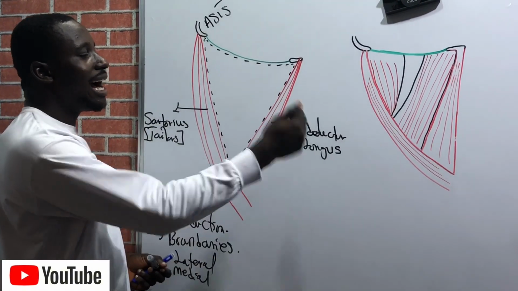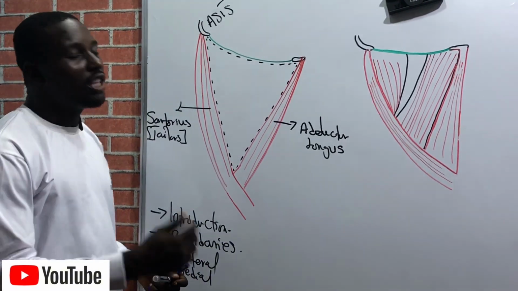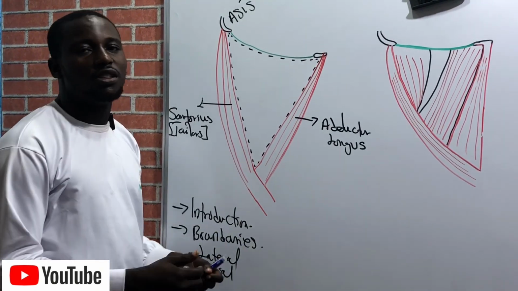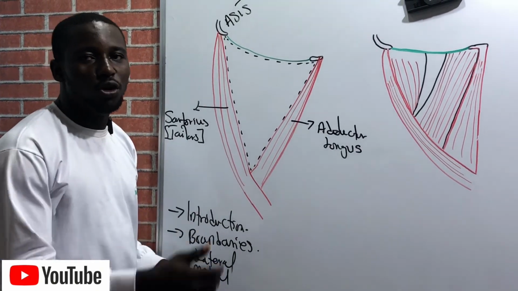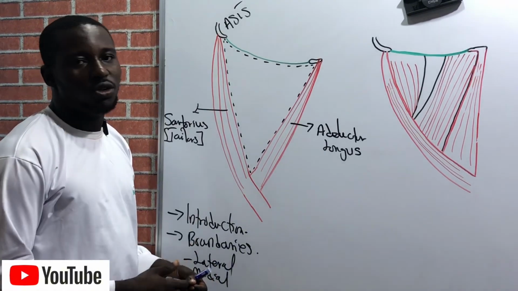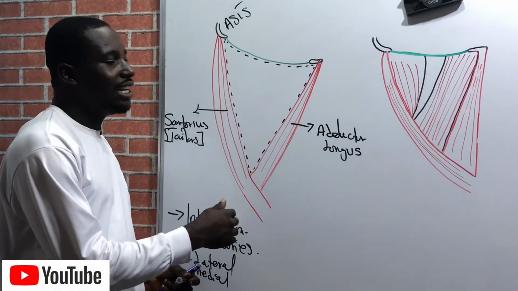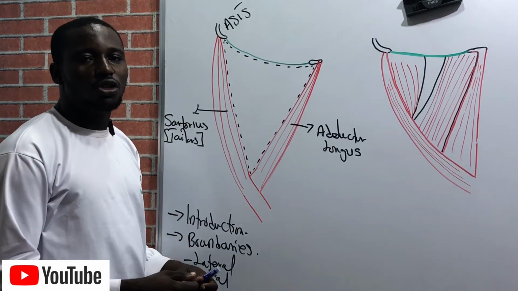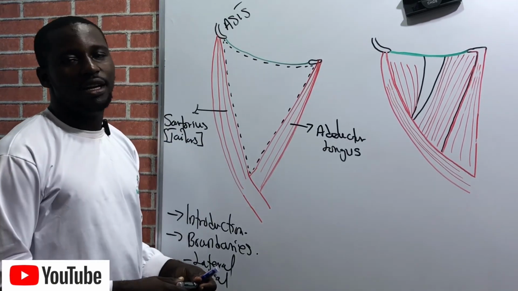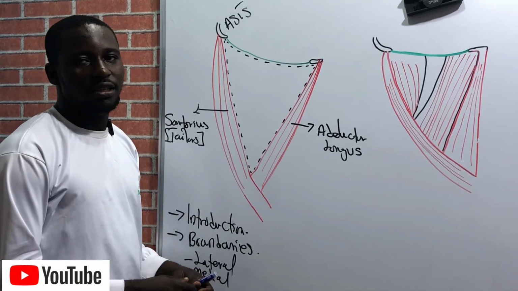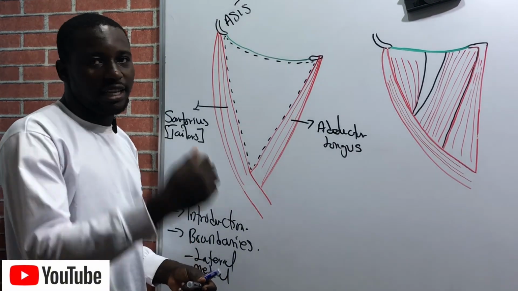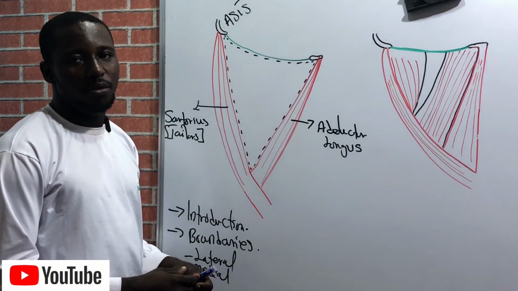Then the adductor longus muscle, where does it originate? It originates from the anterior surface of the pubic tubercle, below the pubic crest. That is where it originates. Then it inserts at the middle third of the linea aspera of the thigh bone. That is where it is inserted, and the thigh bone is the femur.